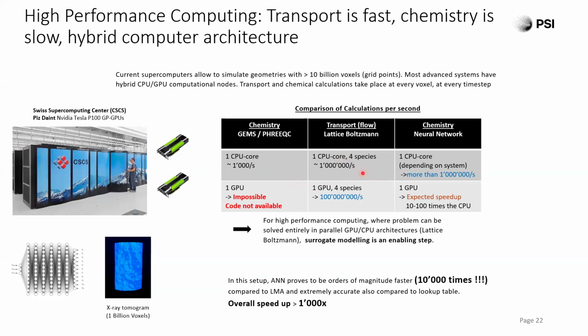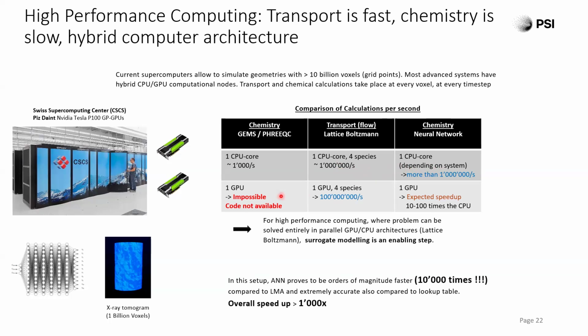And maybe just for a comparison, the chemistry can go on a CPU, let's put it that way, at around 1,000 updates per second. On the same CPU, a typical lattice Boltzmann will go at 1 million updates per second. I'm sure there are solvers that go much faster, maybe 10 million. And then the chemistry in the neural network is also at this order, so we can reach 1 million per second. So this means the chemistry is not anymore the bottleneck.